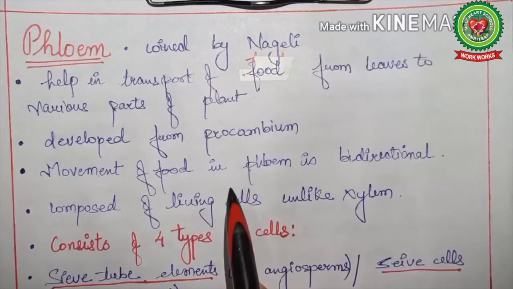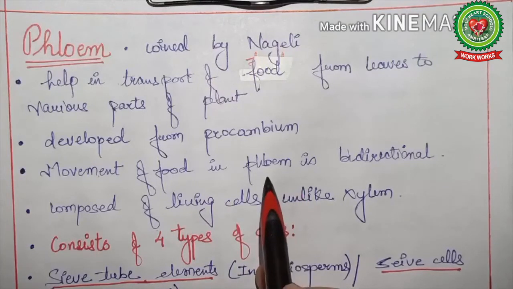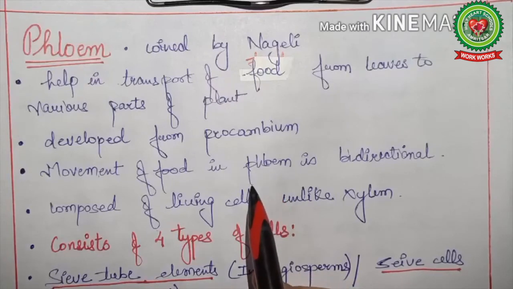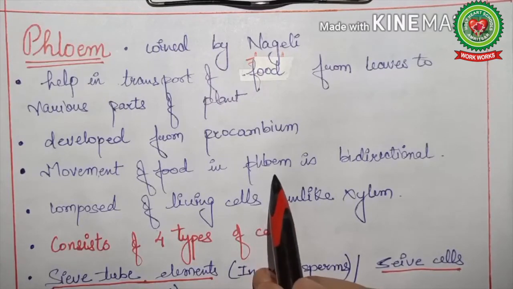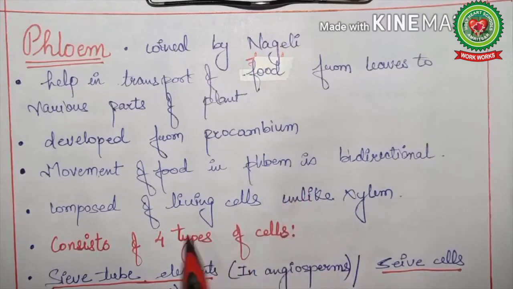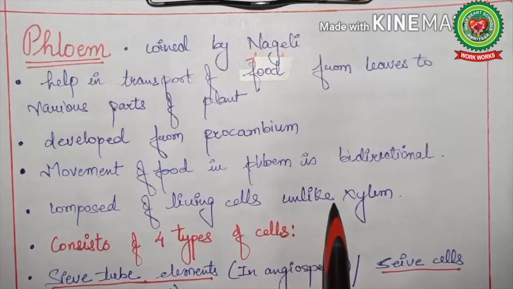It shows bidirectional movement. That means in phloem, movement of food can be upward as well as downward, as compared to xylem, which shows unidirectional movement only. It is composed of mainly living cells, unlike xylem.